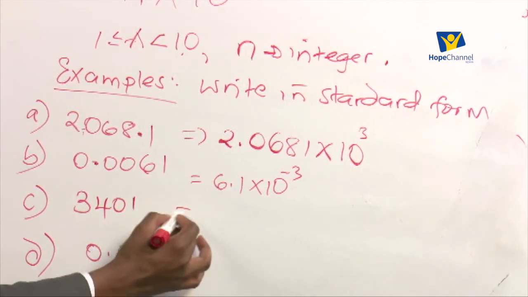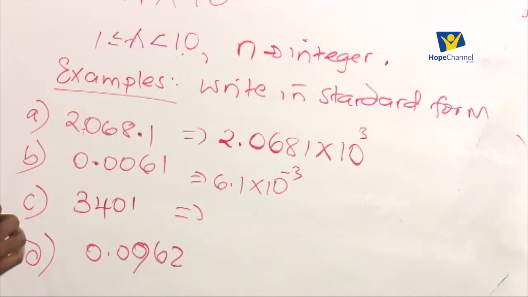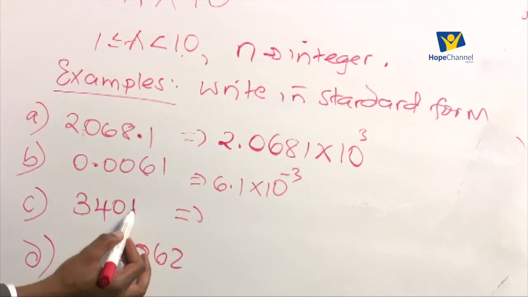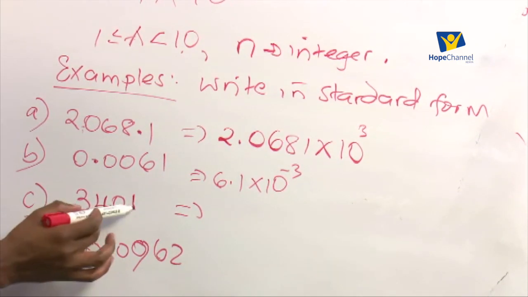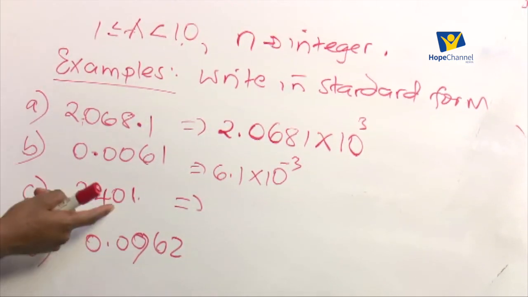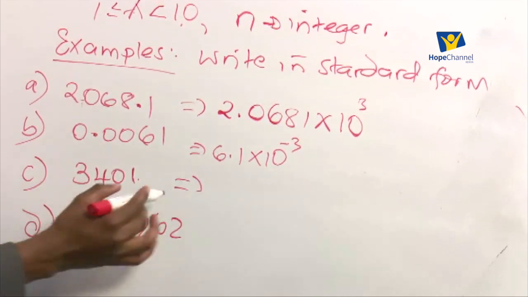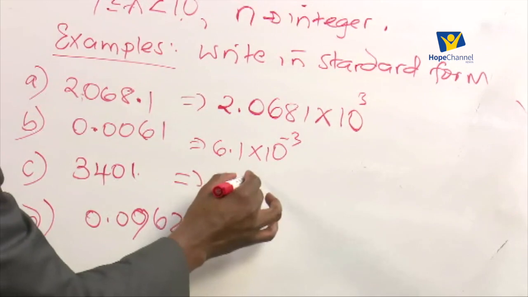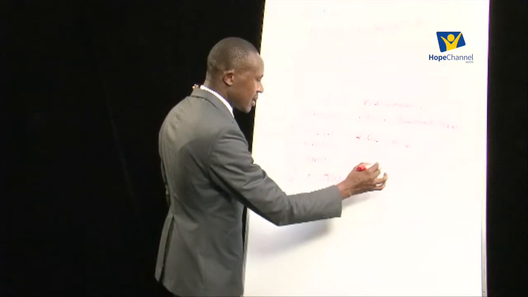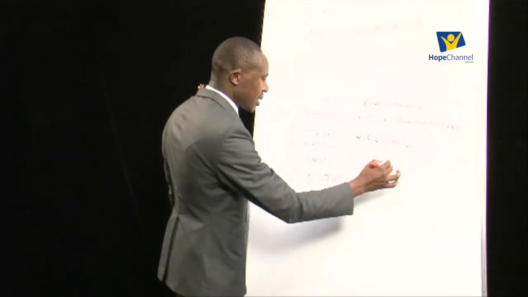For the next one, it is a whole number. There is no decimal point. If that is so, we assume it is after the last digit we are seeing. So if it is here, we still move it to the, now between 3 and 4, we shall move 1, 2, 3 steps. We have 3.401 times 10 raised to power 3 positive.